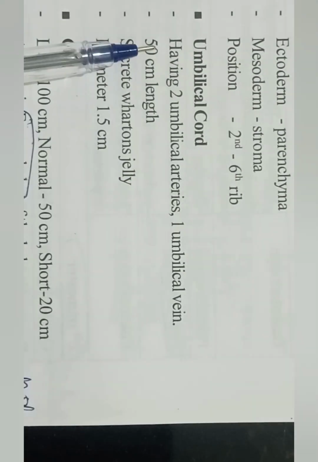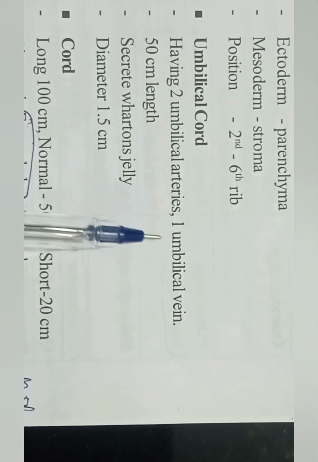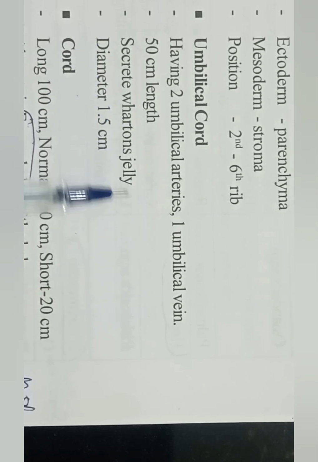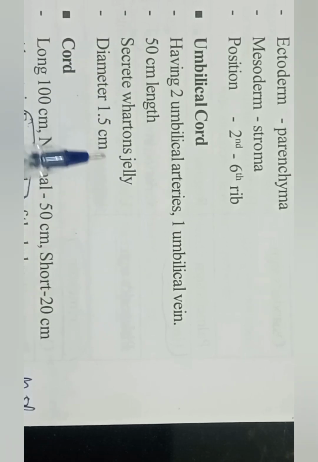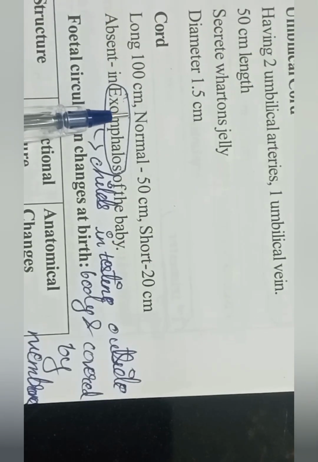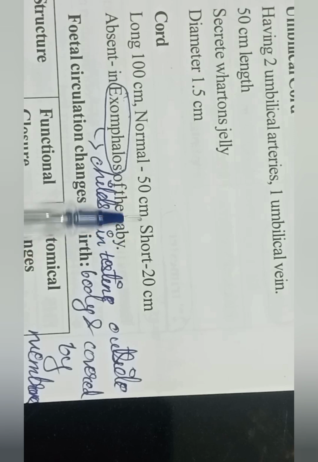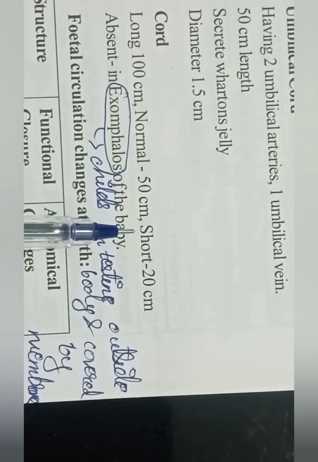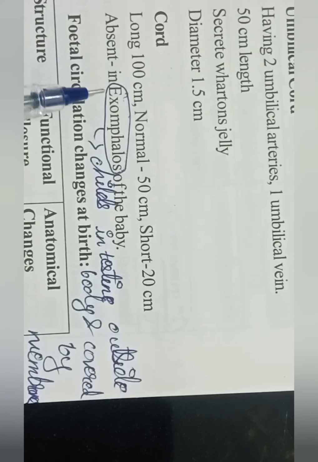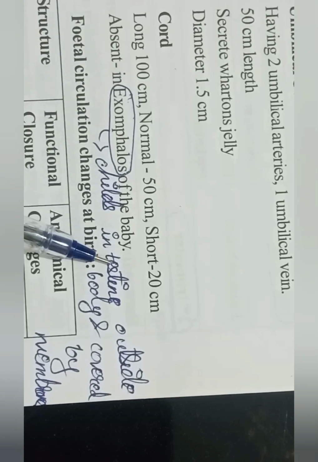Then comes the umbilical cord, having 2 umbilical arteries, 1 umbilical vein, 50 cm in length, secretes Wharton's jelly, diameter is 1.5 cm. Cord length can be up to 100 cm long, normally 50 cm, and short is 20 cm. Next, absent in exam, phallus of the baby.